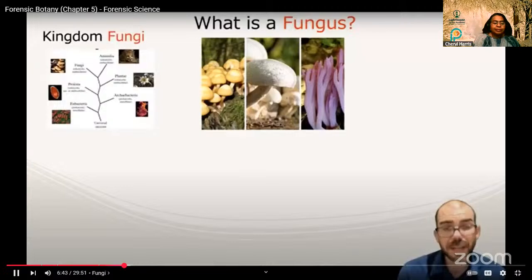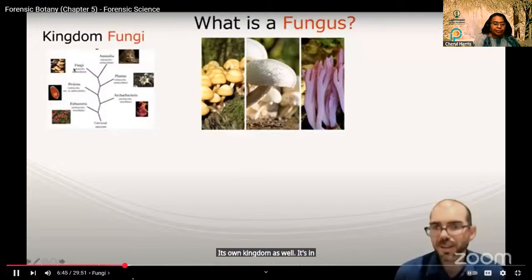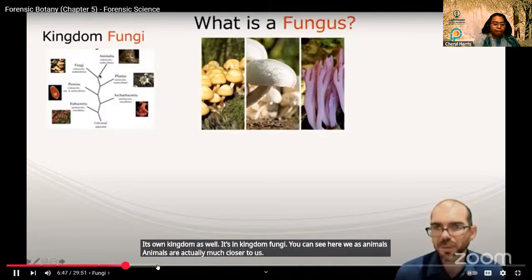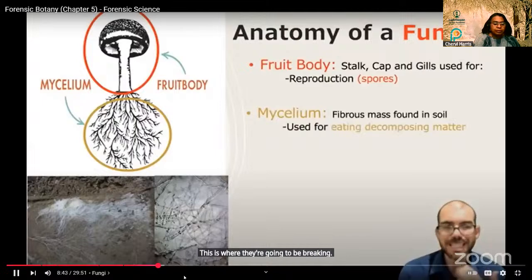its own kingdom as well. It's in kingdom fungi. You can see here, we as animals are actually much closer to fungi. They do their eating, and this is where they're going to be breaking down decomposing matter.